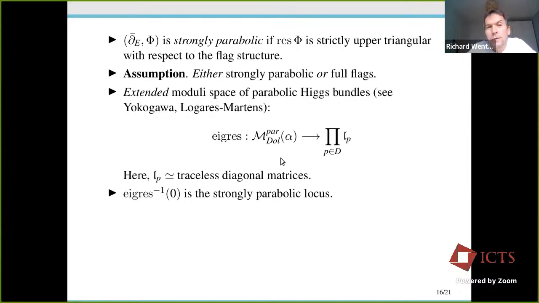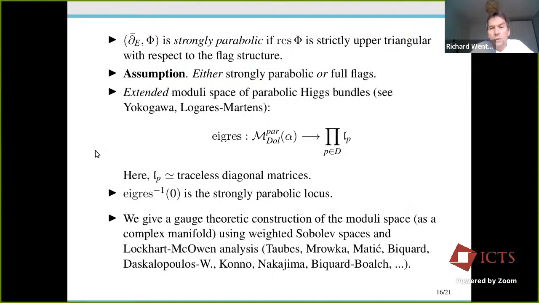of parabolic bundles. Again, I'm assuming full flags here, and so in that case, at every point, I can look at the eigenvalues. Here I'm just writing this as traceless diagonal matrices for some reason. So this is the more direct map that we have at every point. The fiber over 0 here would be the strongly parabolic moduli space sitting inside of here. And the C-star action covers the C-star action here. So the C-star action in general only preserves that fiber. Okay.